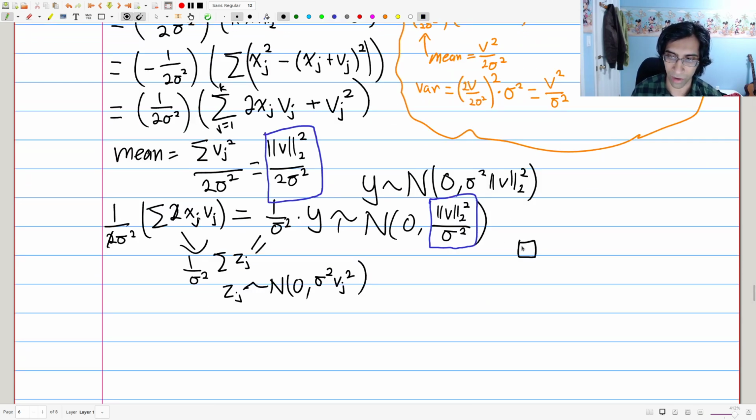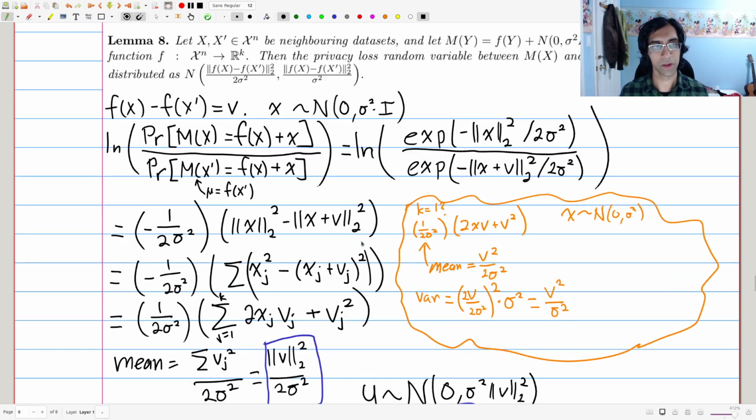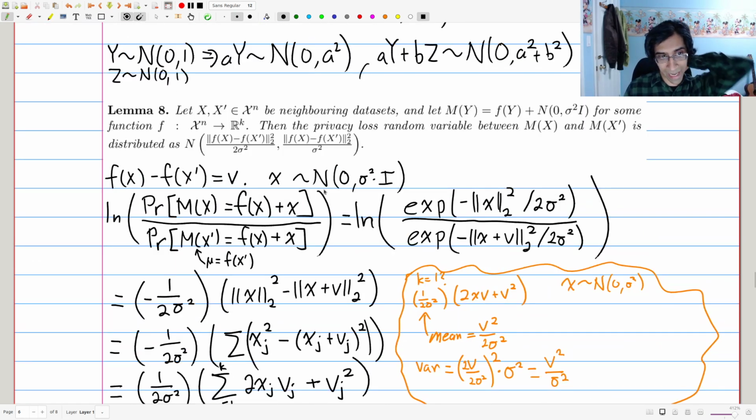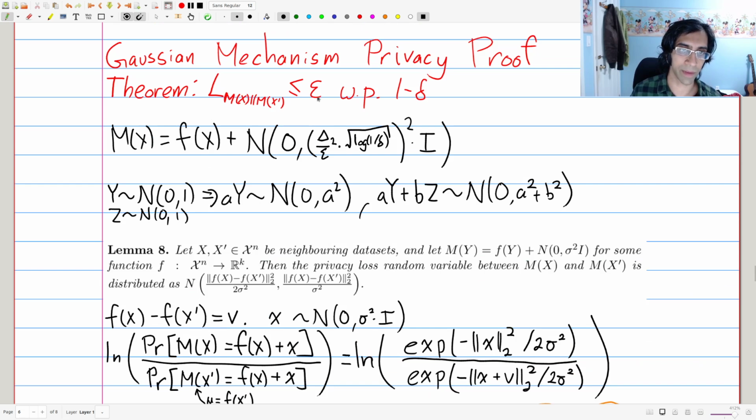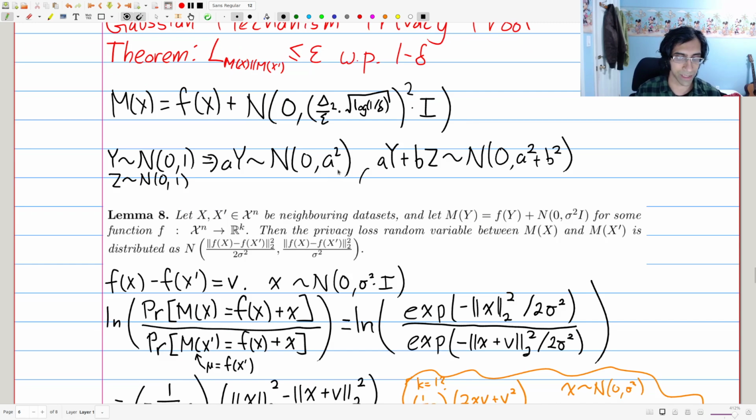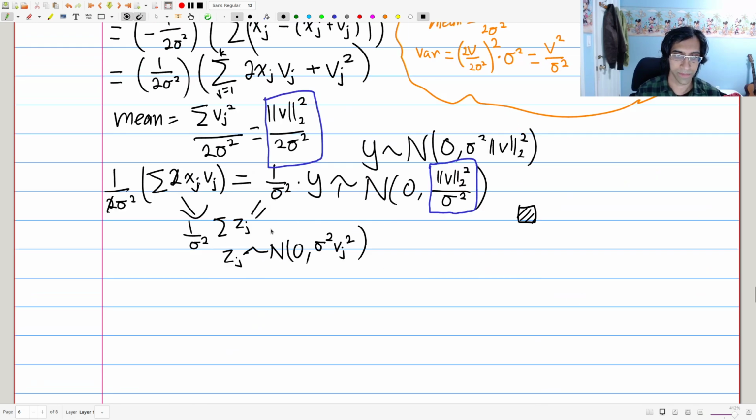Okay, so that was a lot of work. This was probably the more technical part of the proof, but let's see what we actually learned here. What we learned is that the privacy loss random variable is some Gaussian distribution. And all we want to say is that the privacy loss random variable is bounded by epsilon with probability 1 minus delta. So all we have to do is use a Gaussian tail bound to show that this indeed holds if we set sigma squared right.